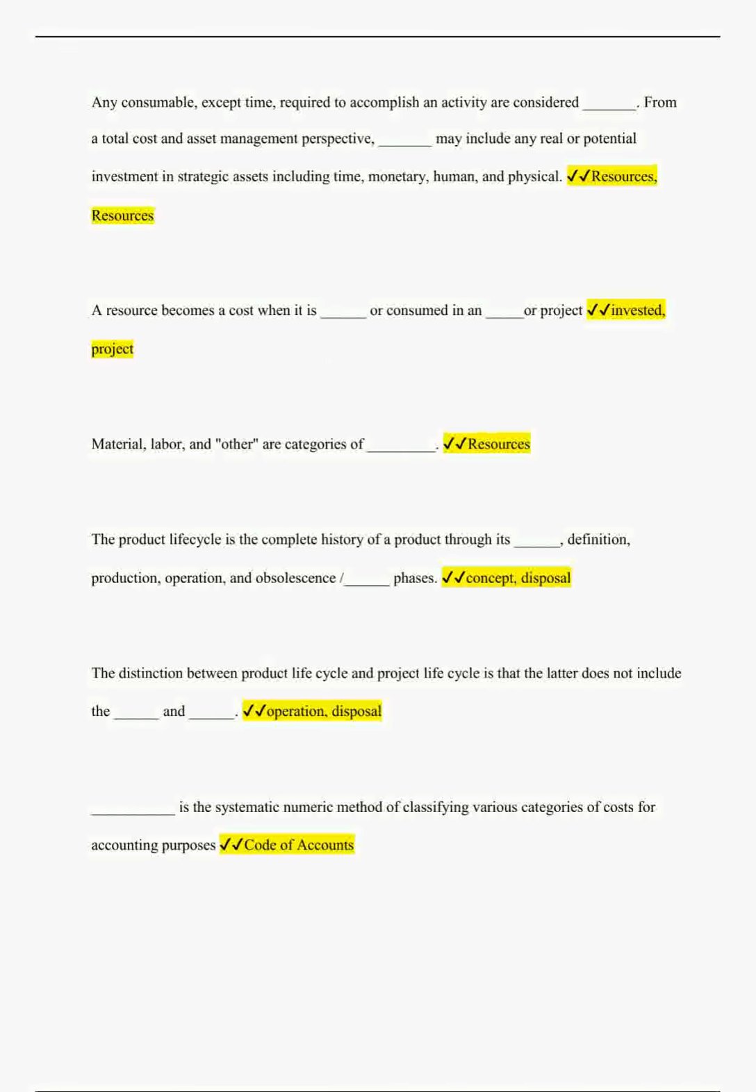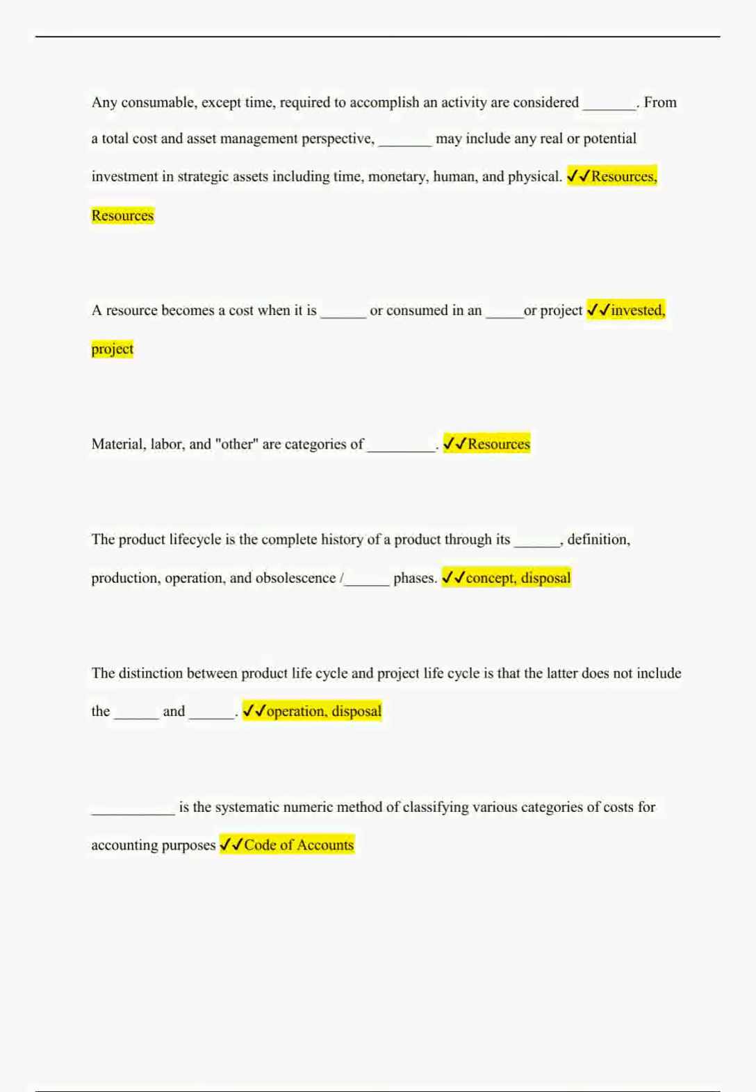Any consumable, except time, required to accomplish an activity are considered from a total cost and asset management perspective. May include any real or potential investment in strategic assets, including time, monetary, human, and physical. Resources. A resource becomes a cost when it is consumed in an activity or project. Invested.